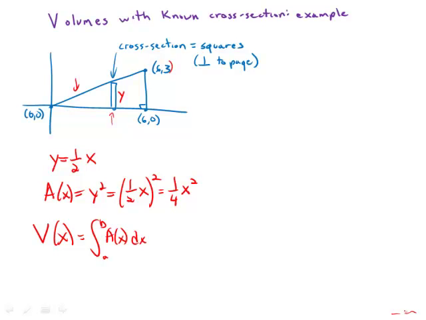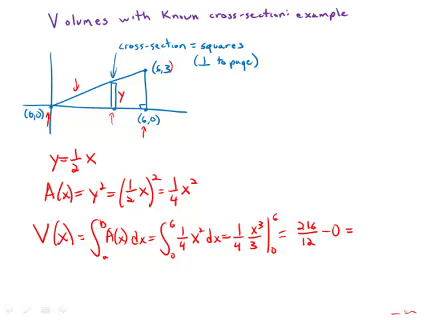A(x) dx. So this is going to be the integral from 0 to 6 of 1/4 x squared dx. Well, the 1/4 comes outside. The antiderivative of x squared, of course, is x cubed over 3. And we're evaluating this at 6 and at 0. At 6, we plug in, and what we get is 6 cubed, which is 216, over 12, minus 0, and 216 divided by 12 is 18, and 18 is the volume.